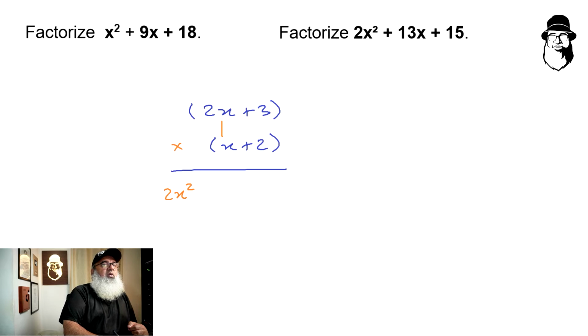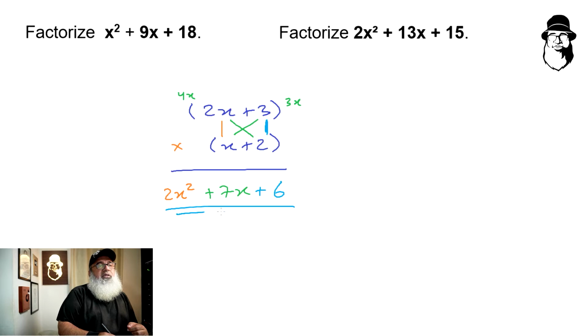Then we cross multiply and add. 2x times 2 is 4x and 3 times x is 3x. So 4x plus 3x becomes 7x. And in the end we have this again vertically, 3 times 2 is 6. So we get the answer 2x squared plus 7x plus 6.